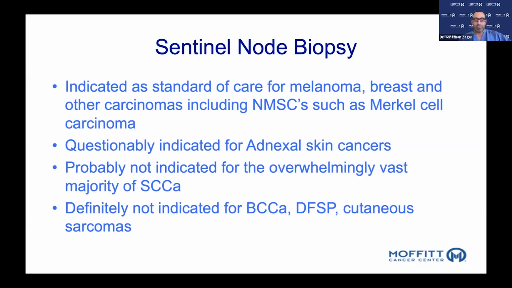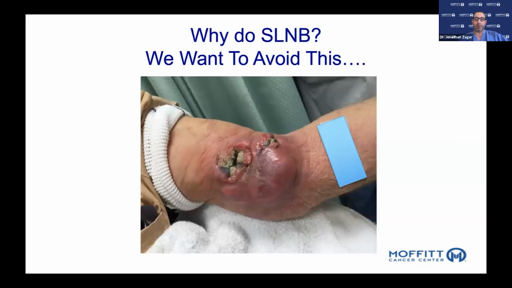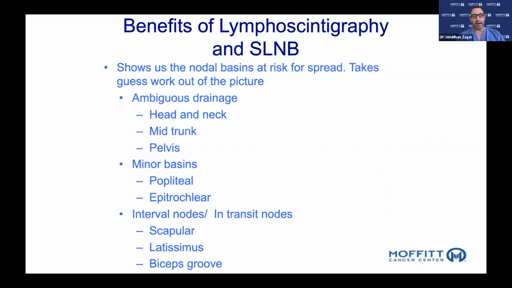And we really don't use this for the overwhelming vast majority of squamous cell carcinomas, but it is considered in some patients with very ugly looking tumors, recurrent tumors, large tumors. And the reason why we do sentinel lymph node biopsies sometimes in these patients is to avoid a situation, as you see on your screen, where the patient had a squamous cell carcinoma on their wrist, and it was a big, ugly squamous cell carcinoma and eventually recurred in the lymph nodes near their elbow basin.